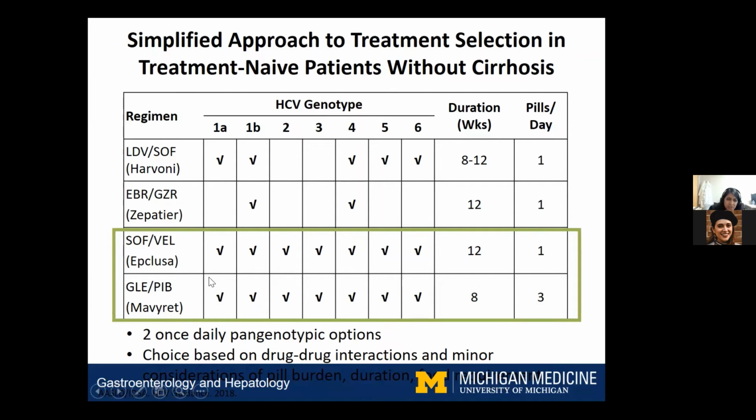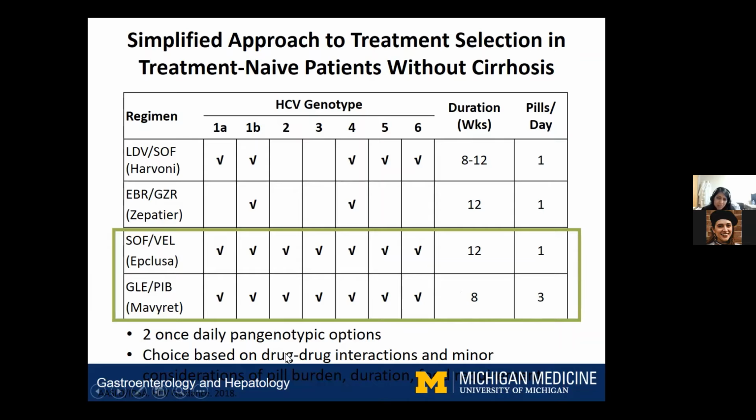So sofosbuvir/velpatasvir is typically given for 12 weeks, and it's given as one pill once a day with or without food. So it's a little bit longer treatment course compared to Mavyret, which is for most patients 8 weeks, and it's 3 pills though, and it needs to be taken with food. So you can see there are trade-offs, and these are things that you can individualize and tailor to the specific patient that you're dealing with.